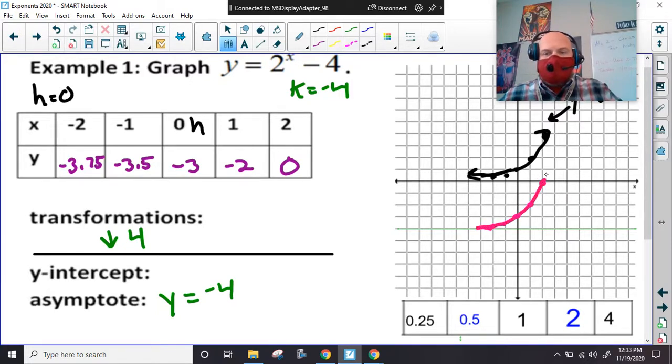So it should look exactly like that parent function in black, just shifted down. Okay, and then we said that our y-intercept is at 0, -3.